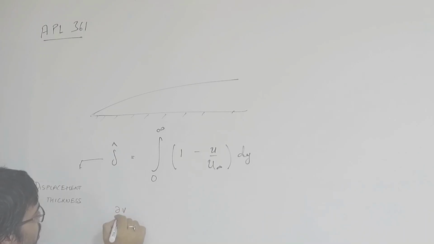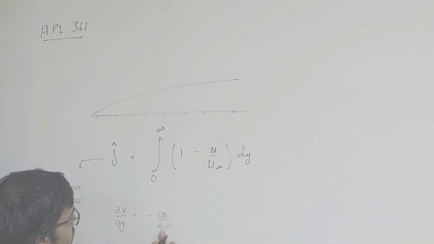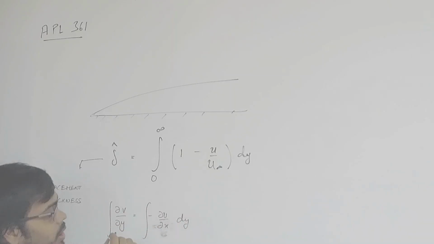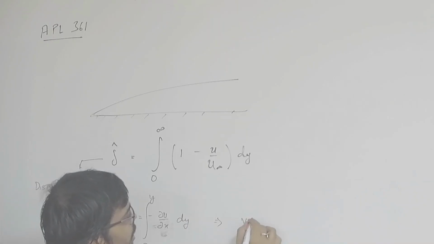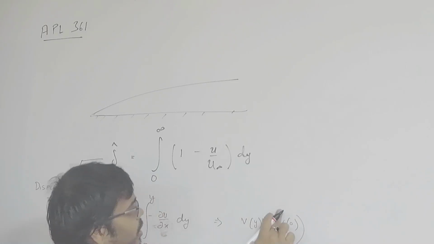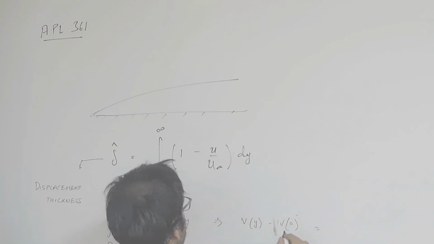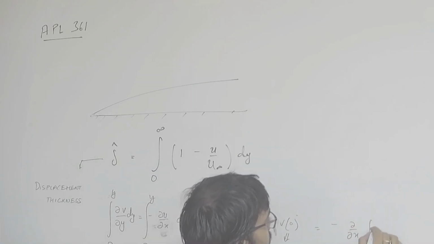If you look at your continuity equation, and let us say you write it like this, and then you integrate the two sides in y. Say you integrate it to some y. Then what you are going to get is v of y minus v of 0, which is basically 0. So this guy is 0, equals minus of del by del x of u dy.